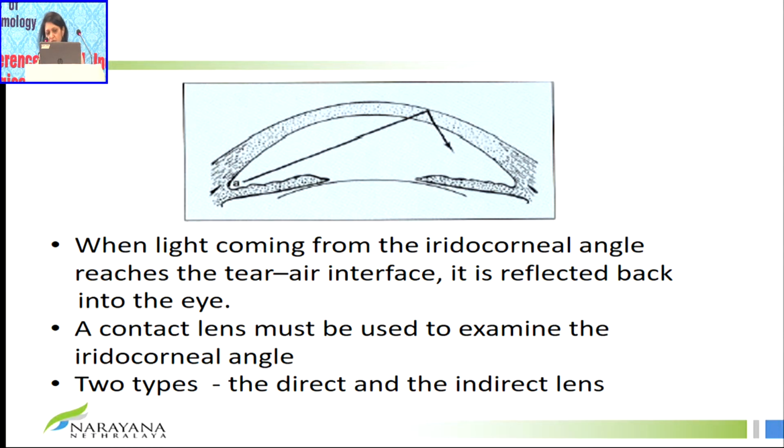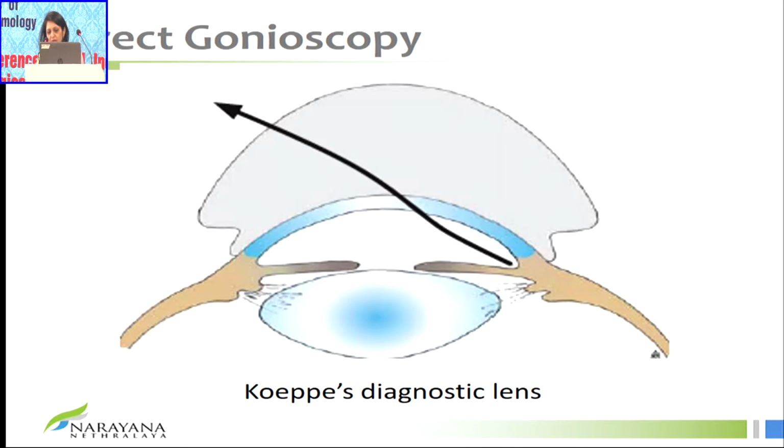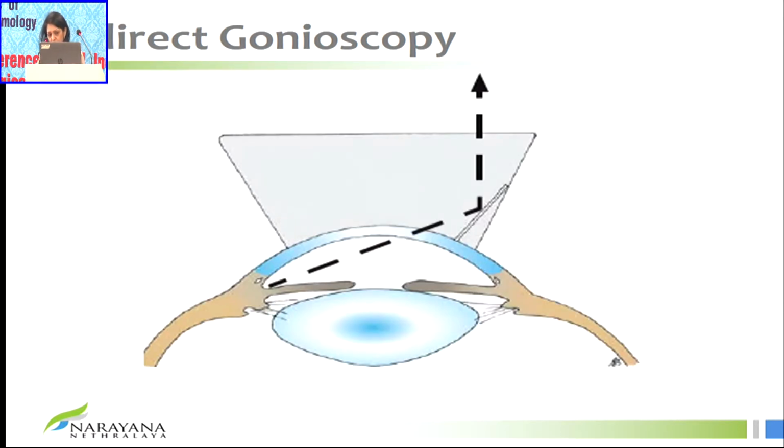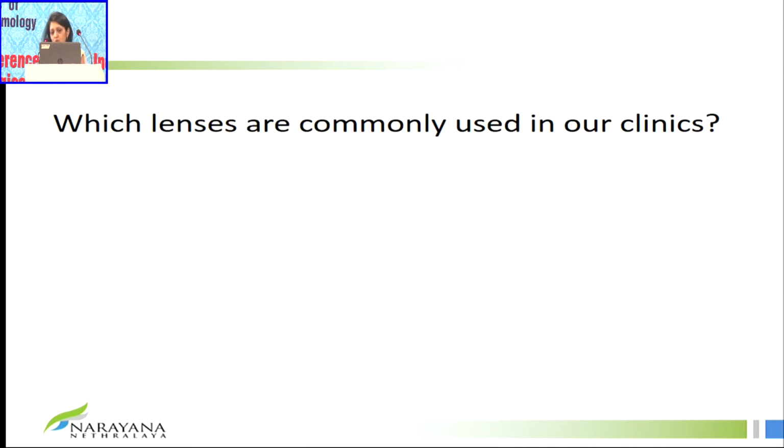Now, why don't we see the normal angle structures? Because the light which comes from the angle gets reflected back into the eye, and so you need to use a contact lens to visualize the angle. There are two types of lenses, the direct and the indirect lenses. This is an example of a direct lens. The curvature of the lens is quite steep, and so the light which comes from the angle is directly seen by the eye. In indirect gonioscopy, the light is reflected off a mirror, which the observer then sees the angle through. So what are the lenses which we commonly use in the clinic? Which of these lenses do we use in the clinics? Anybody?